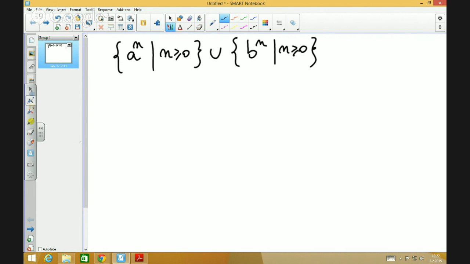Okay, so this is the union of two languages. The first language consists of all the strings that only consist of A, possibly none. The second language consists of strings that only consist of B, possibly none, in a sequence. So let's produce an NFA that accepts this language. And let's make it as small as possible.